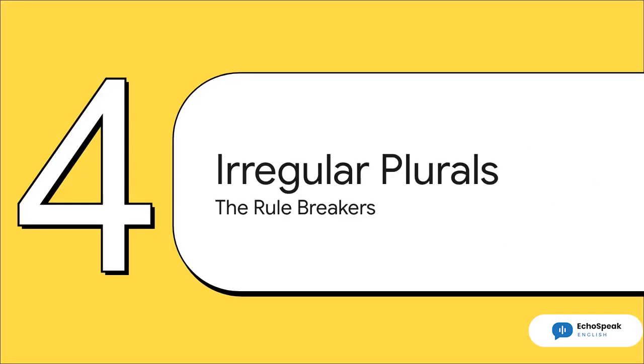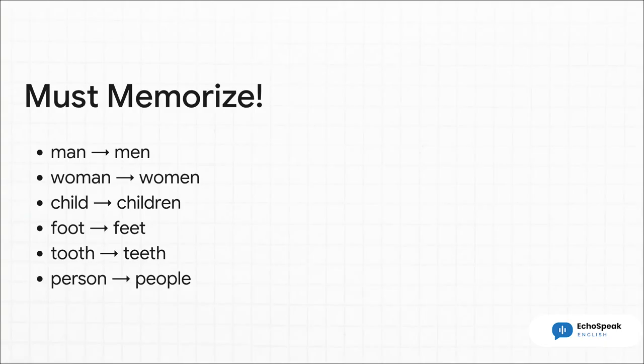And now, my favorite part. It's time to meet the rule breakers. These are very common and very important words that, well, they just don't play by the rules we've learned. They do their own thing. These are words you just have to memorize, but they're fun. Let's practice them. Repeat after me. 1 man, 2 men. 1 woman, 2 women.